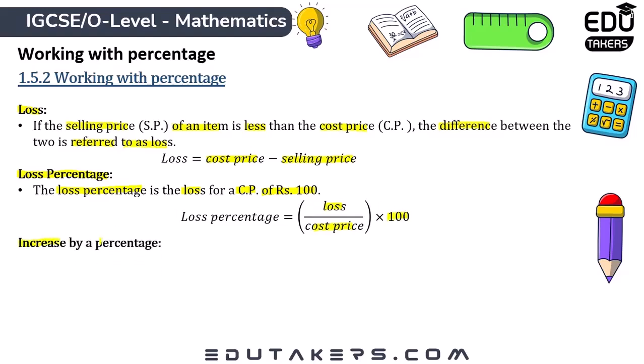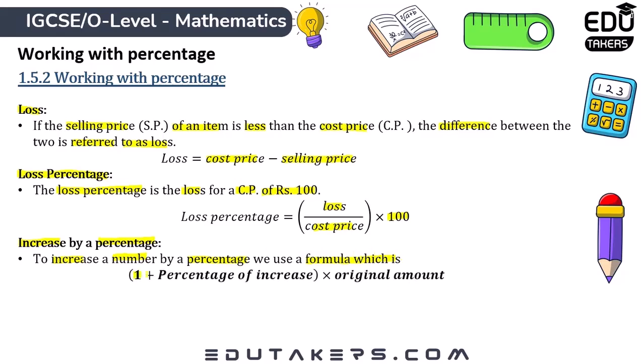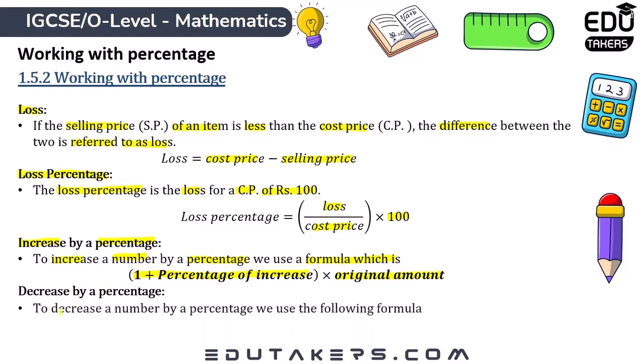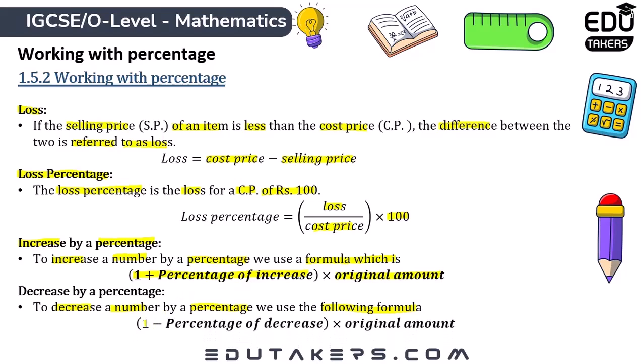Increase by a percentage. To increase a number by a percentage, we use the formula: 1 plus percentage of increase, multiplied by the original amount. And decrease by a percentage. To decrease a number by a percentage, we use the following formula: 1 minus percentage of decrease, multiplied by the original amount.